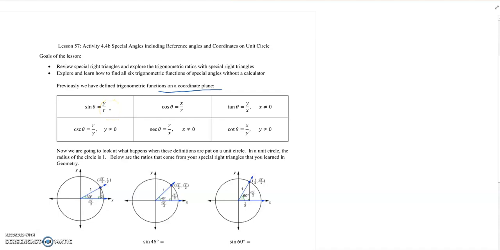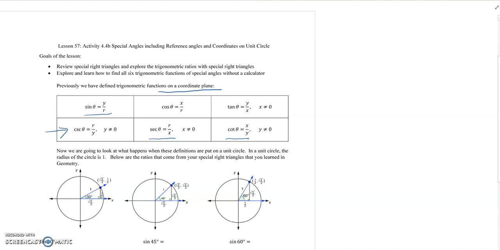We learned that sine of theta is y over r, and the reciprocal of sine is cosecant, and that is r over y. Cosine of theta is x over r, and its reciprocal is secant theta, which is r over x. Tangent theta is y over x, and its reciprocal, cotangent, is x over y.